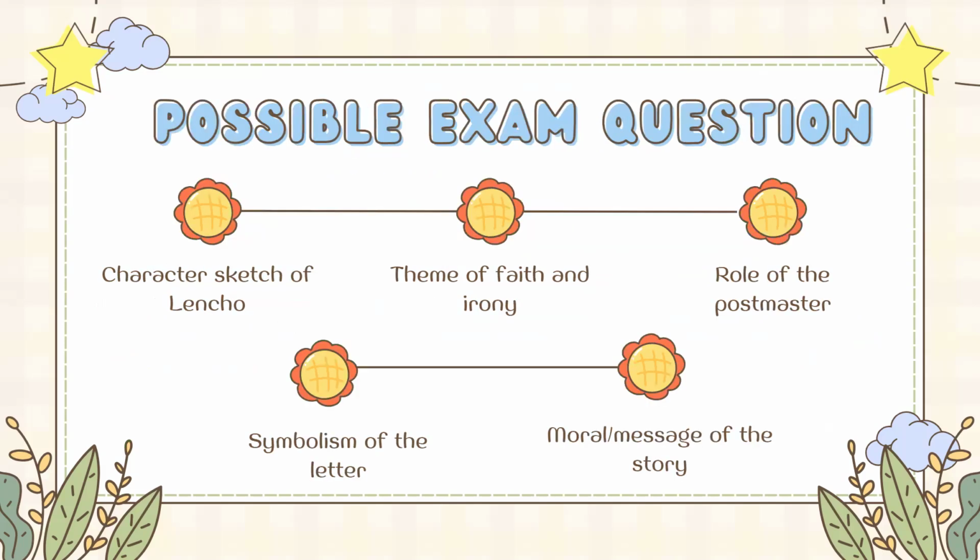Let's focus on some possible exam questions. First will be the character sketch of Lencho, then theme of faith and irony, role of the postmaster, symbolism of the letter, the moral value or the message of the story, and also you have to focus on the conflict which is presented in the story. What type of conflicts are given in the story, whether it is man versus man or man versus nature or man versus self. I will be soon posting a video covering all these topics separately and link it in the description box.